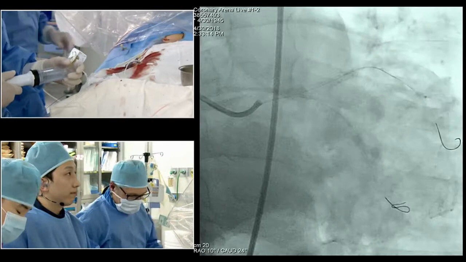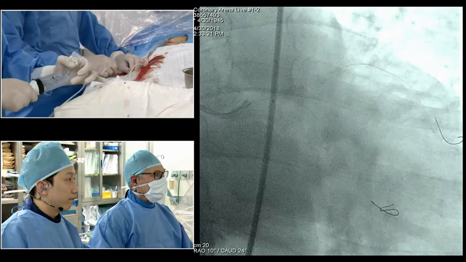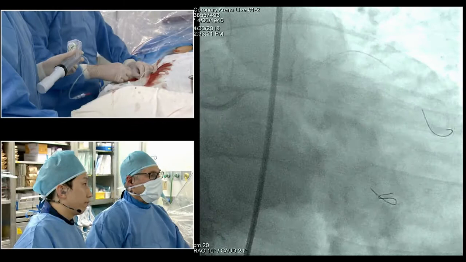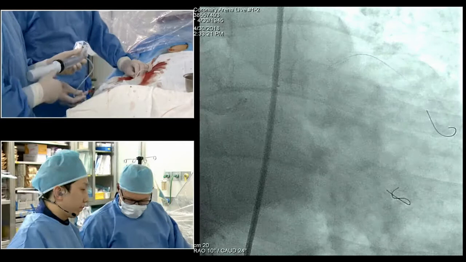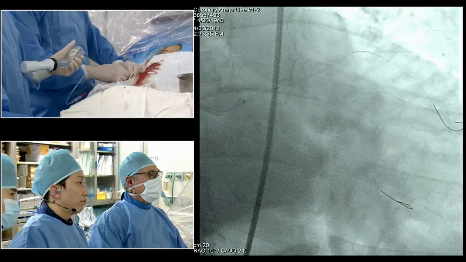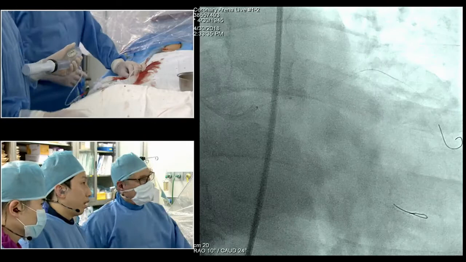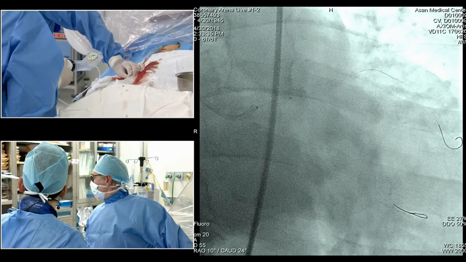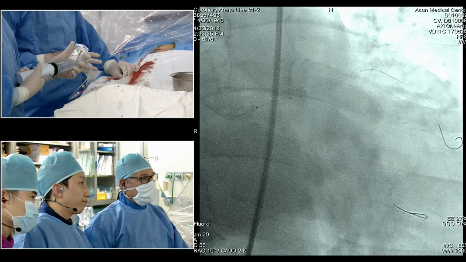Okay, so now we'll select a stent. What I want is to be sure that I cover the ostium, which is a little bit diseased. So this is 15 millimeter? Yes, 15. So I think we need 28, or how about 30? Okay, we'll use a 30. So we select an Onyx stent.